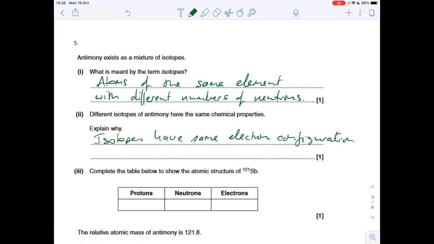Okay, so the next part, complete the table to show the atomic structure of antimony 121. So obviously we need to go to the periodic table to find out its atomic number, which is 51. So that's how many protons it's got. It's an atom, not an ion. There's no charge, so it needs to have the same number of electrons. And the neutron number is determined by the difference between the mass number and the proton number. So that comes out at 70.